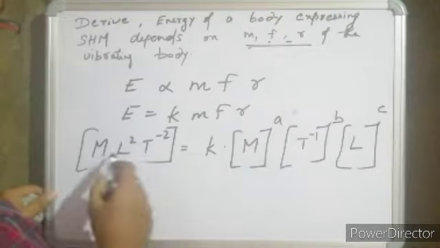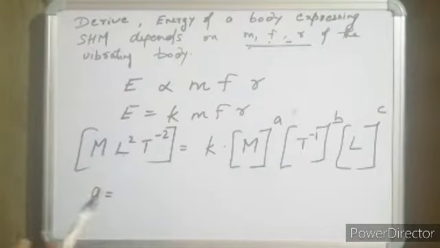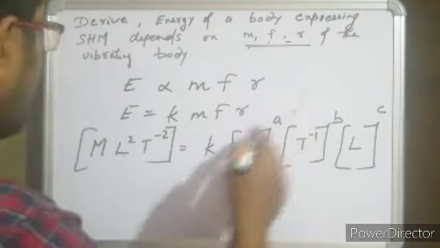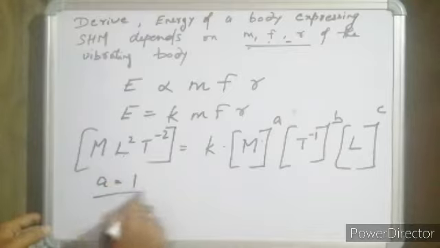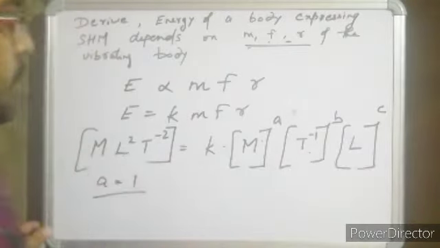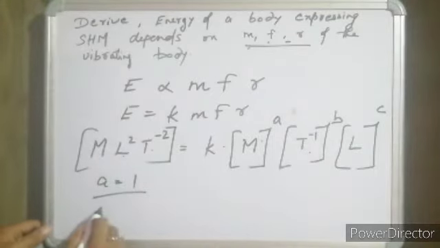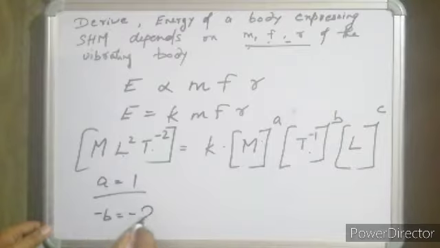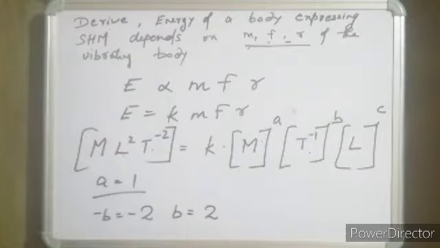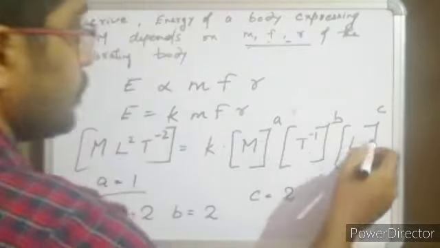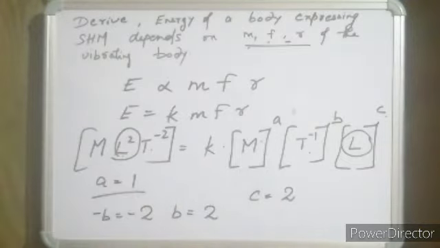so everywhere, if you see, M L T raised to minus 2. Now the coefficient of m, m to the power a, so a is equal to 1. Again T to the power minus 1, so here minus b is the power of t, right? So minus b is equal to minus 2, or b is equal to 2, and c is equal to 2, because L to the power c is L squared, so equating the coefficients, c is equal to 2.